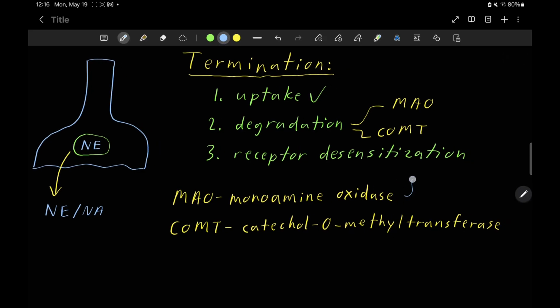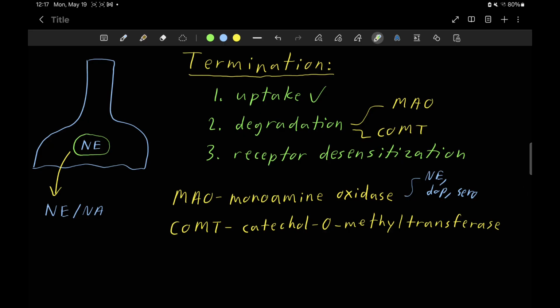Now, MAO is not limited just to norepinephrine. It can act on norepinephrine. It can also terminate dopamine as well as serotonin. Now, MAO is made in the mitochondria of different organs, such as your liver and the epithelium of your intestine.